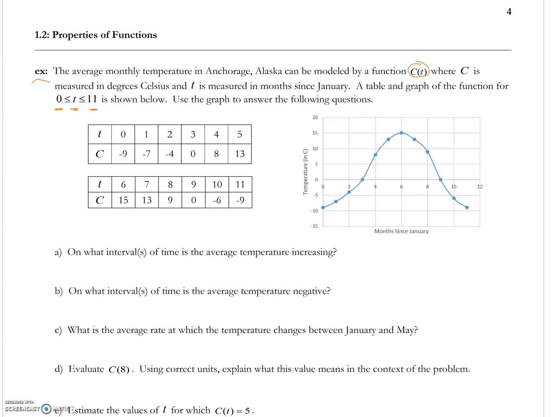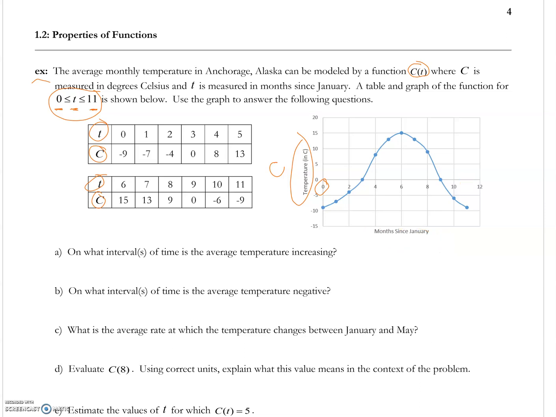Before we just jump into these problems, let's break this down and familiarize ourselves with what this graph and this table are actually talking about. I see T and C on my table. On my graph, I see month since January, and temperature in degrees Celsius. So I know that the T's are the months since January, and the C's are the temperatures in Celsius. When it says a table and graph of the function for T in between 0 and 11, that's just saying that my T values on the graph go between 0 and 11.